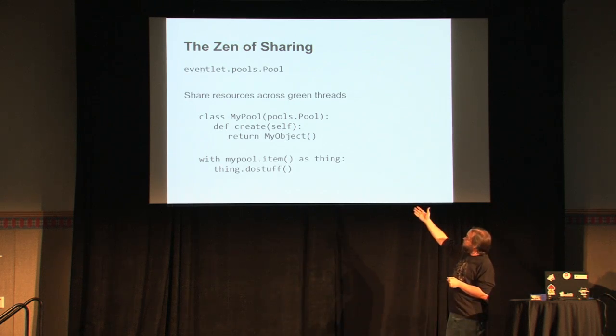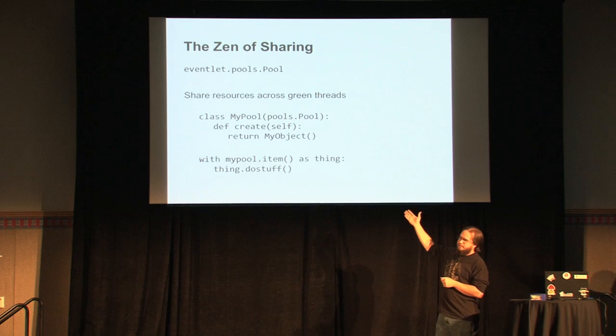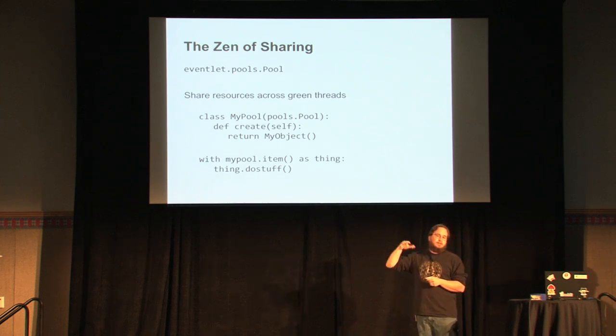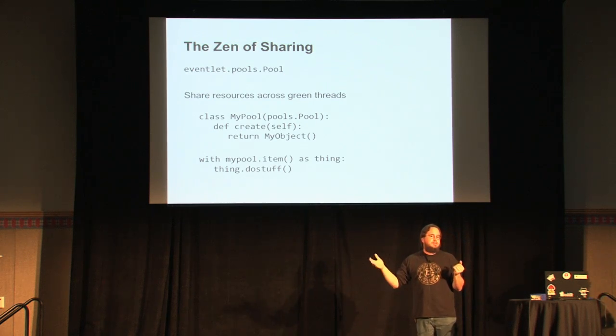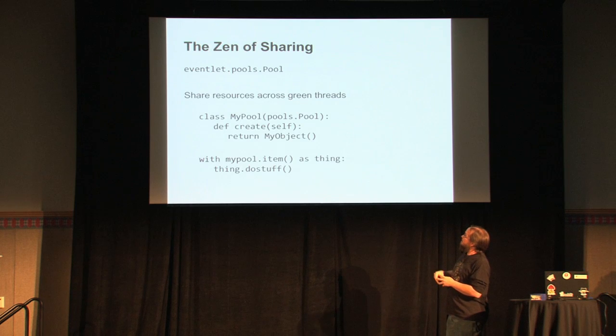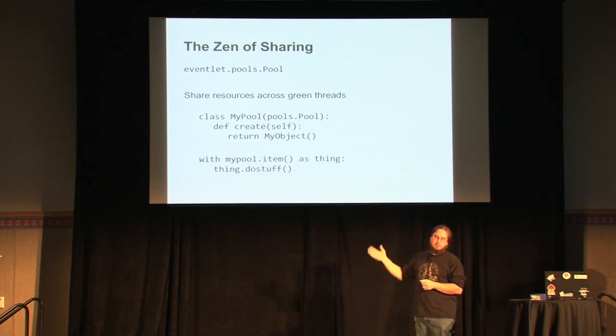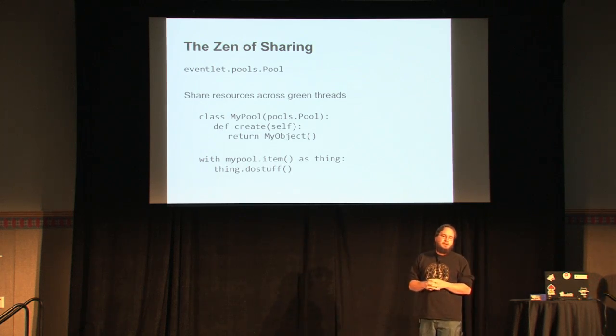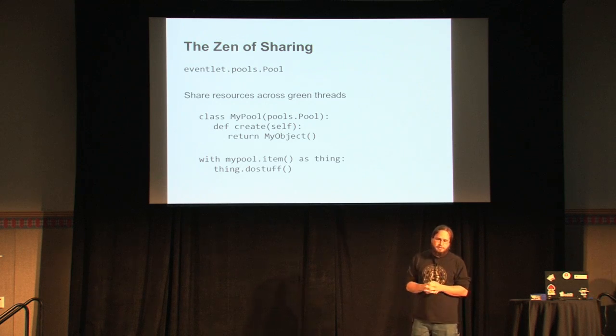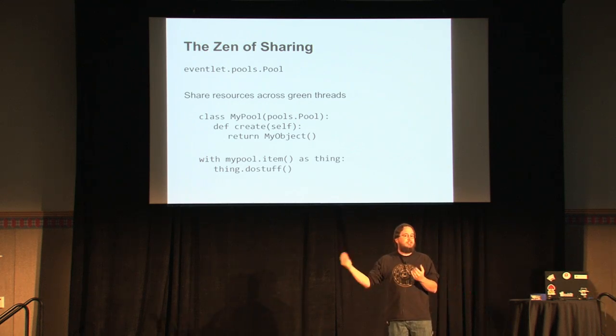So you create a pool. One way of doing this is you define a class that subclasses it. There's also a helper you can use by calling a function. But you have a create method that tells you how to create the pool items. In this case, for SwiftBench, this is just some example code pulled from the docs. But in SwiftBench, it would create the connection to the proxy server.